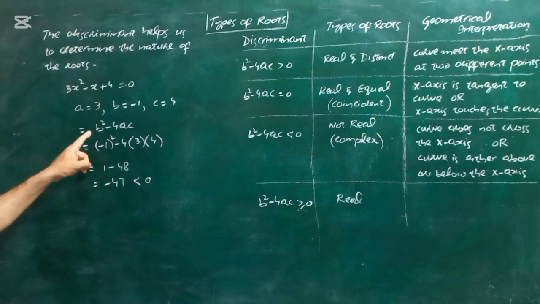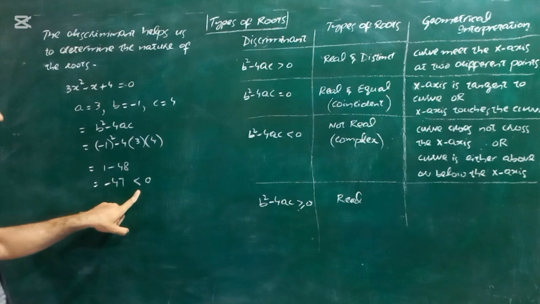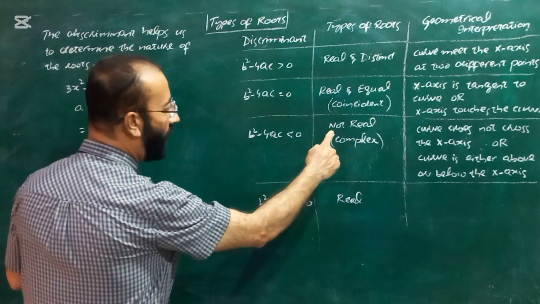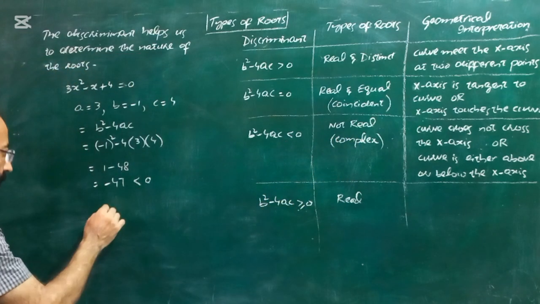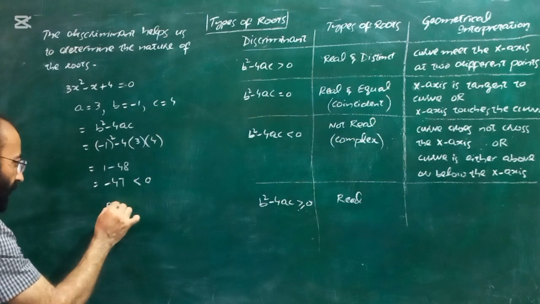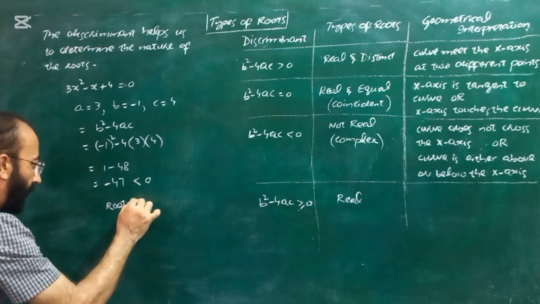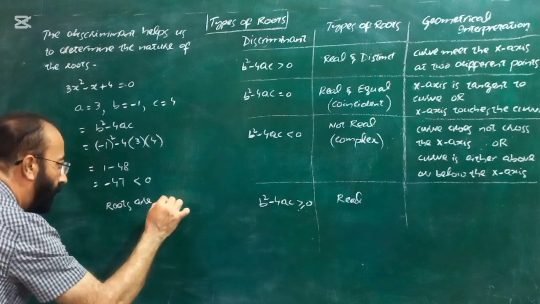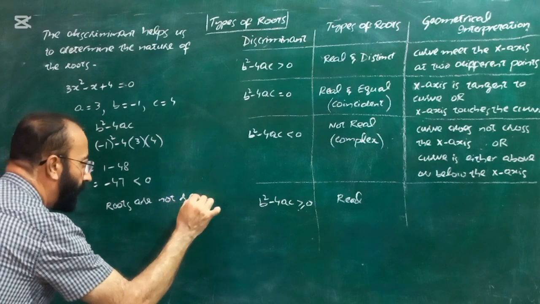So it means the discriminant's answer is lesser than 0. So the roots are not real. So this will be the answer: roots are not real.